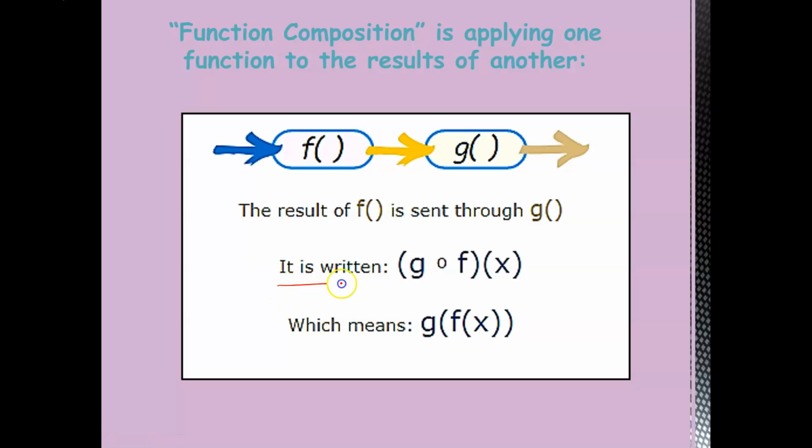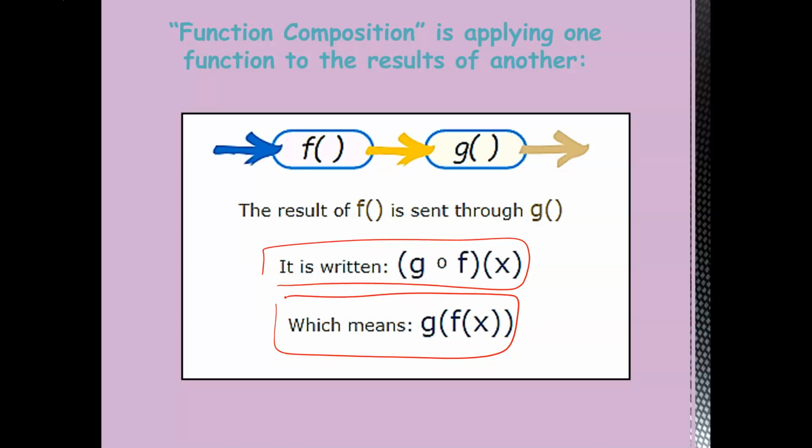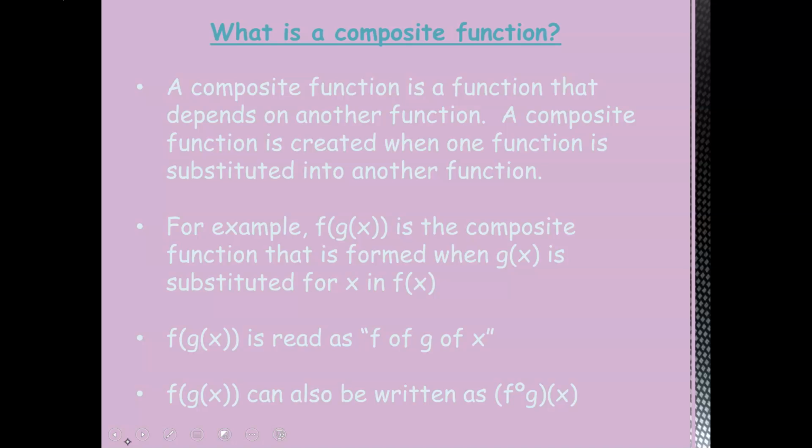So we've seen it written like this, and we've also seen it written like this. So this is just a review slide to remember the two different ways that you can write composition of functions, okay? All right. So what is a composite function? A composite function is a function that depends on another function. A composite function is created when one function is substituted into another function and then you simplify, okay?